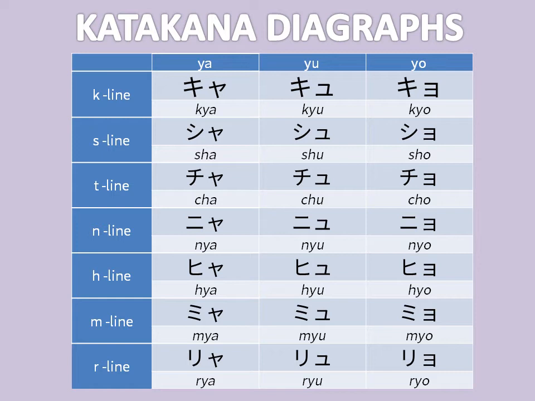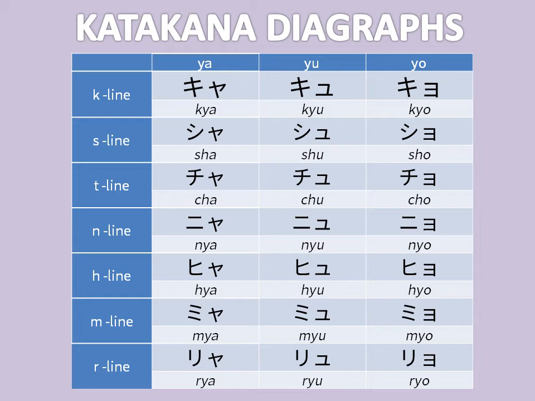So in the ka line, we have the first one as ki and a small font ya. So it should have been ki ya, but if we speak or repeat it at a fast pace, then it becomes kya. So ki and ya becomes kya. Similarly, ki and yu becomes kyu, ki and yo becomes kyo.